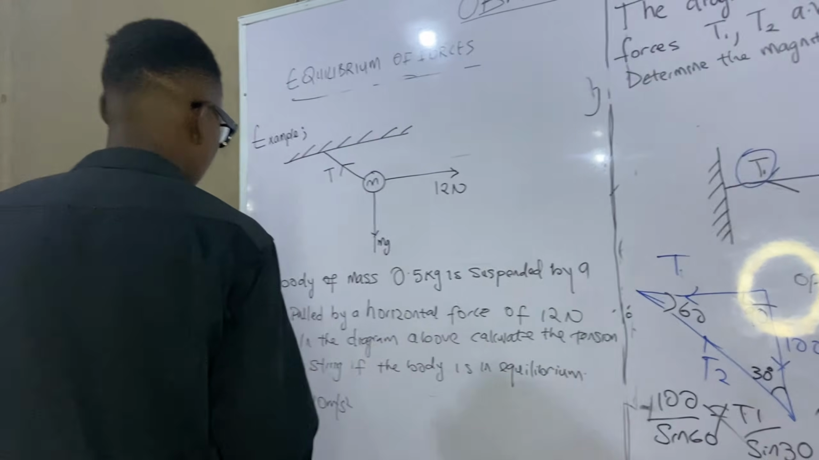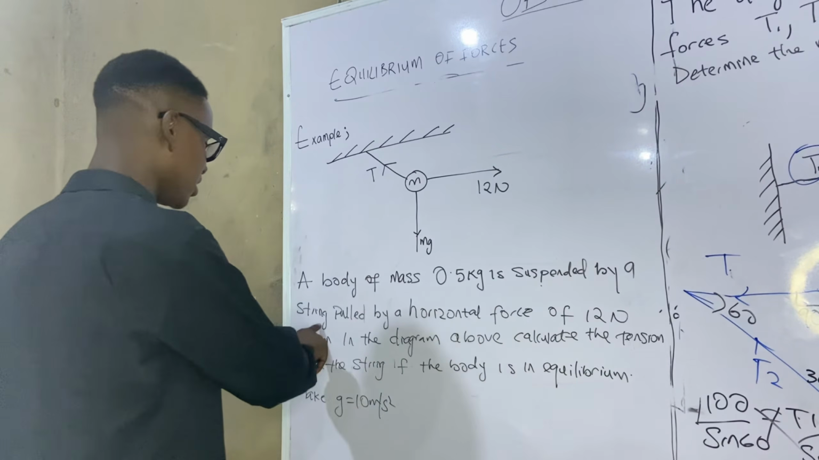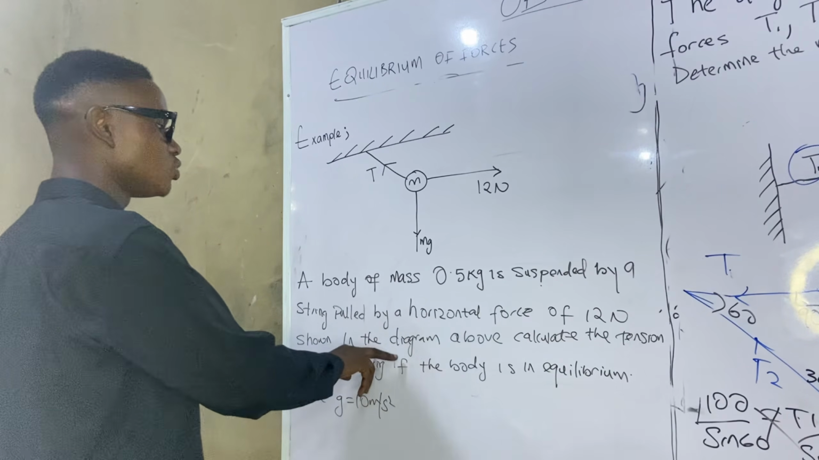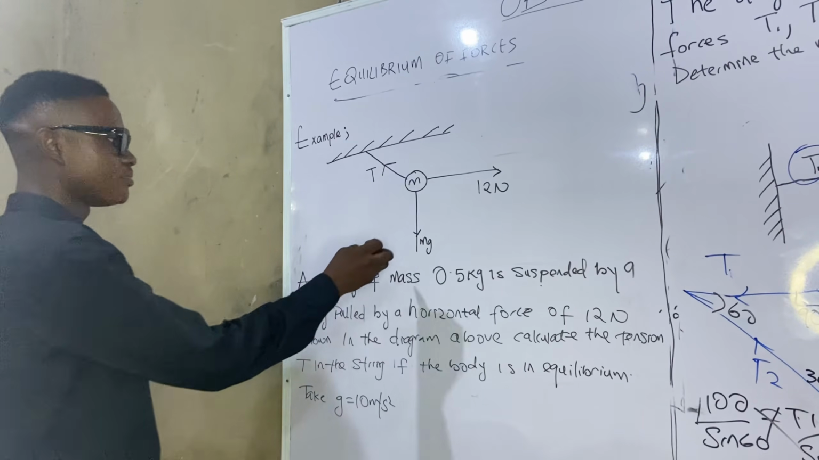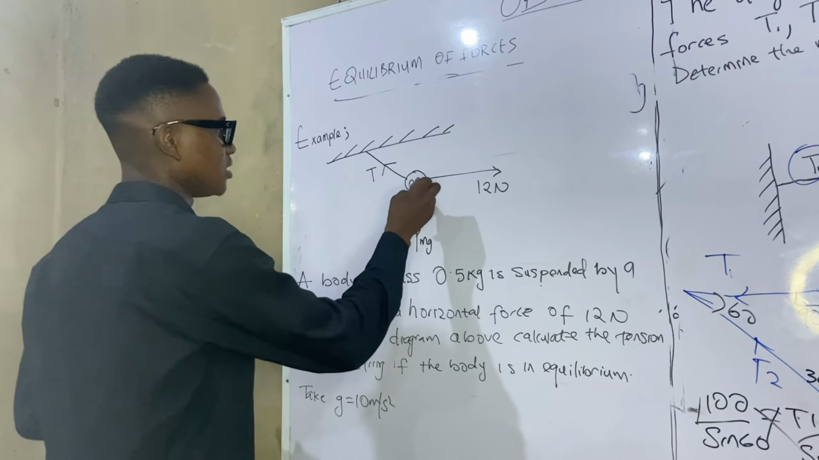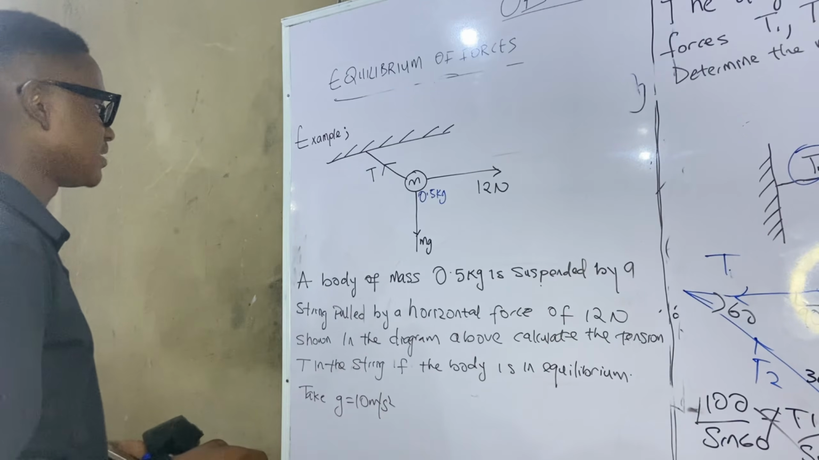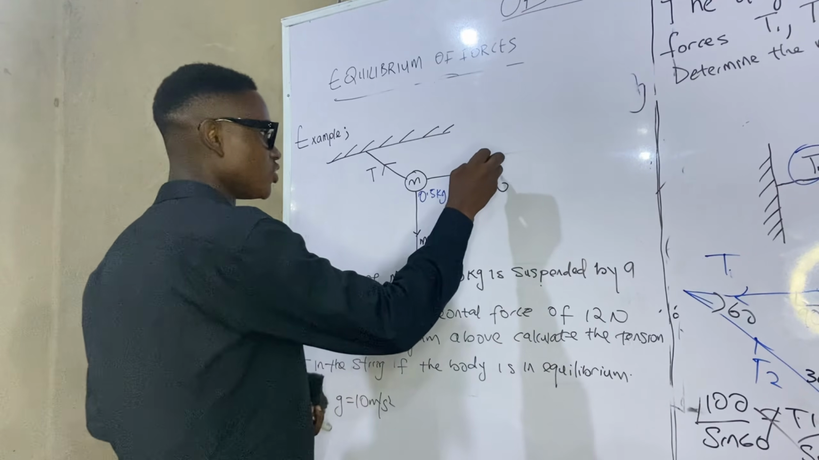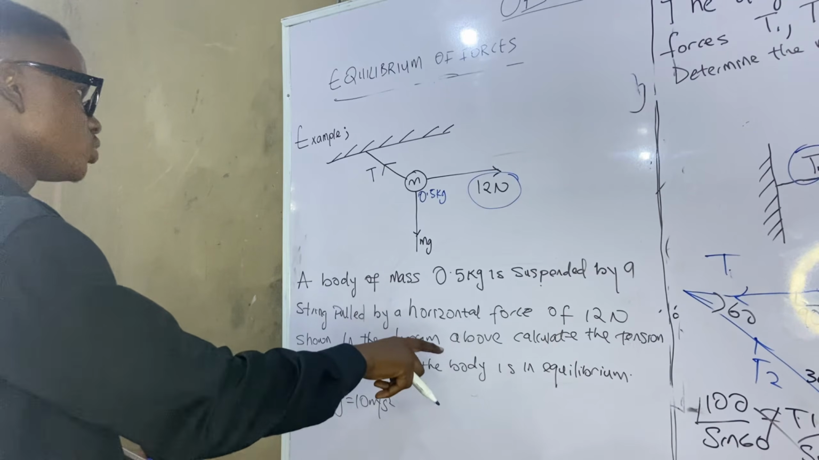This question says that a body of mass 0.5 kg is suspended by a string pulled by a horizontal force of 12 Newton, as shown in the diagram above. So they are saying that this body is a mass of 0.5 kg, suspended by a string pulled by a horizontal force of 12 Newton, as shown in the diagram above.